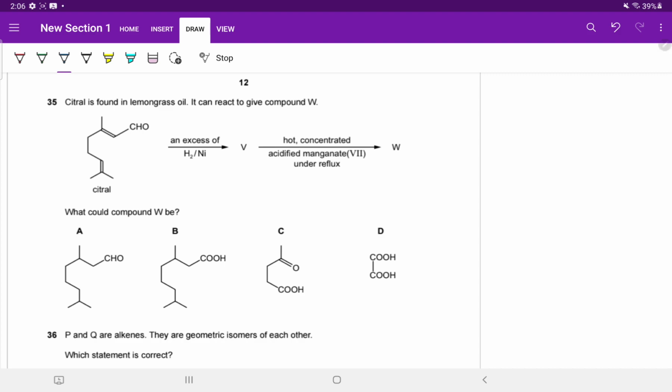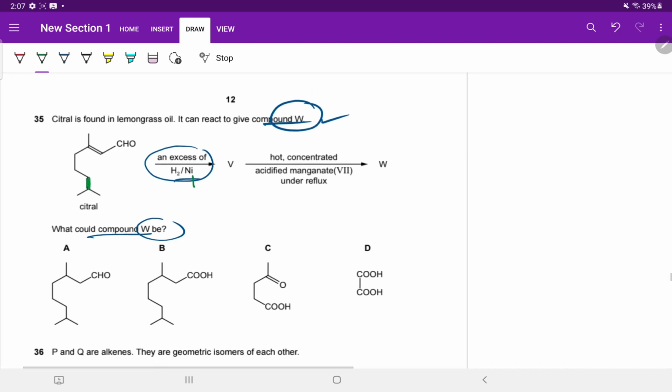Question number 35. Citral is found in lemongrass oil. It can react to give compound W. So which compound, what could compound W be? So at first they have given an excess of hydrogen in presence of nickel catalyst. So we know this will convert alkene to alkane. So this double bond will basically get converted to alkane. We do not have to show any other hydrogen because this is the skeletal formula. So this double bond will simply get converted into a single bond. Just two hydrogen will be added, but they do not need to be shown because this is the skeletal formula.